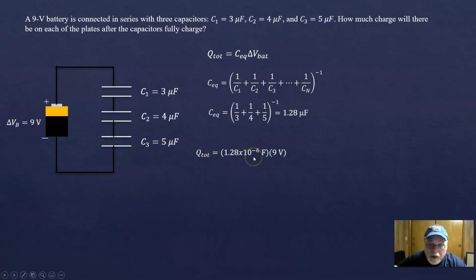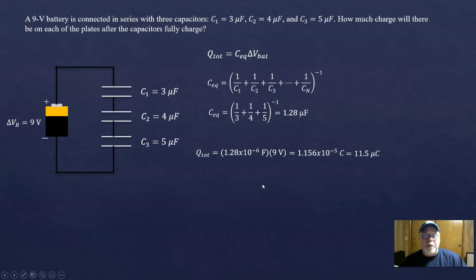Now notice what I had to do here. I do need to be in farads when I do my calculations. So I took this 1.28 microfarads, which is 1.28 times 10 to the minus 6 farads. That's my micro piece right there. And then I've got 9 volts, and so do the math, and I get 1.156 times 10 to the negative 5th coulombs, which is 11.5 microcoulombs, okay?